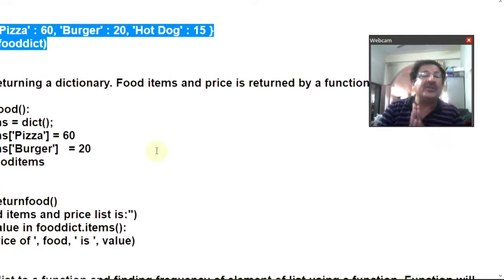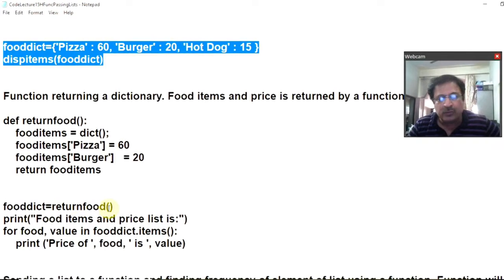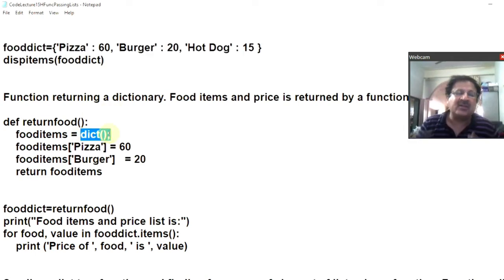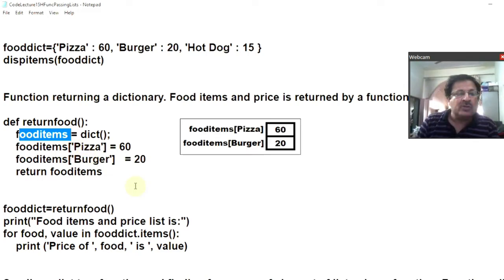Now, how to return a dictionary from a function? Very simple program. See, you are invoking the return food function, and whatever that function returns will be assigned to this food dict variable. In return food, what you are doing? You are invoking the dict constructor. What will it do? It will create an empty dictionary. So food items has become an empty dictionary, right? You are saying that to food items, the index location is pizza, right? So in the pizza key, you are assigning the value 60.